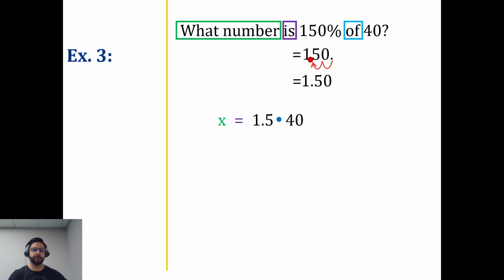So times 40. Now on this one, we don't have to do any division. We just go ahead and do our multiplication. 1.5 times 40: you can do 40 times 1 is 40, half of 40 is 20, so we get 60 as our unknown number. So your new sentence would be: 60 is 150% of 40. 60 is greater than 40, and 150% is greater than 100%. Again, we're just traveling along here. Whenever you are done taking notes, then obviously you're going to work on your assignment and be awesome.